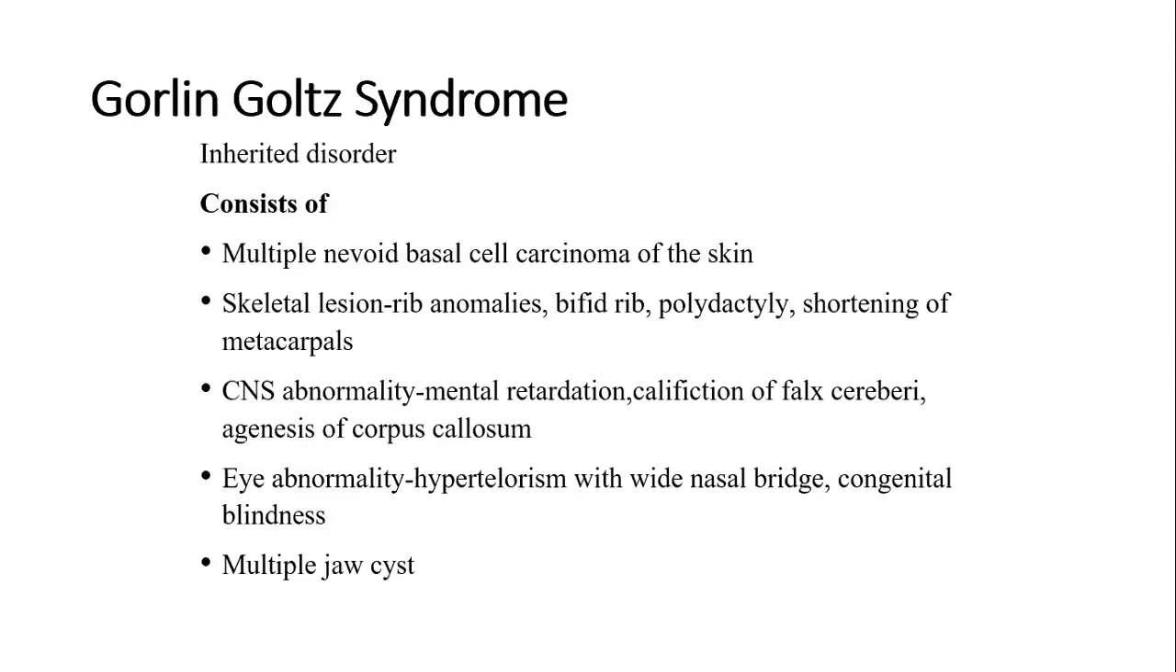Gorlin-Goltz syndrome is an inherited disorder consisting of multiple nevoid basal cell carcinoma of the skin, skeletal lesions like rib anomalies, bifid rib, polydactyly, shortening of metacarpals, CNS abnormalities like mental retardation, calcification of falx cerebri, agenesis of corpus callosum. Eye abnormalities like hypertelorism with wide nasal bridge, congenital blindness. Multiple jaw cysts will be present.